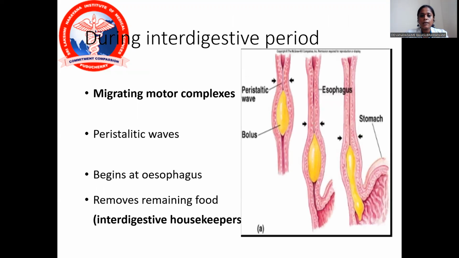Now we will talk about the interdigestive period, that is the fasting period, in which the movements produced are the migratory motor complex. They are peristaltic waves which begin at the stomach and help in removing the remaining food during the fasting, interdigestive period. It is otherwise called the interdigestive housekeeper.